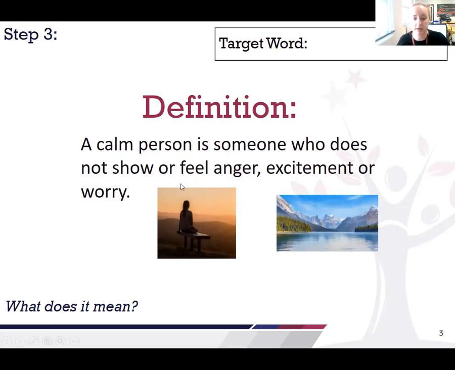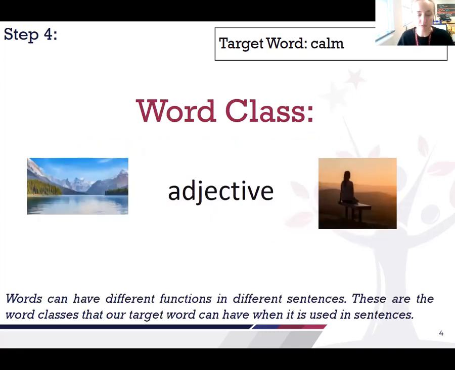So here I've got a person and they are sat very calmly. They are relaxed. They're just watching the environment around them. You might also use this word to describe an environment. Okay, so on the right hand side, you can see a nice calm environment. So it's beautiful, it's quiet, it's peaceful. Okay, so it's calm, there's no busyness, there's no loud sounds, it's very quiet. Okay, so that's the definition of what calm is.